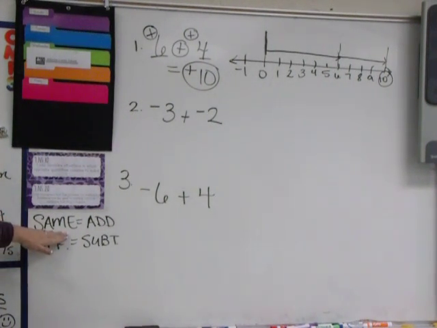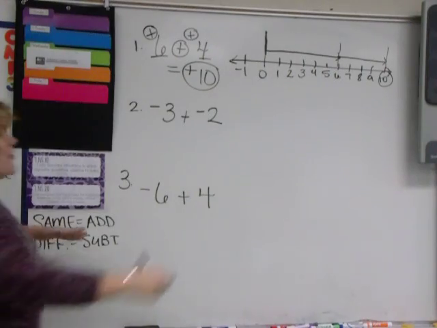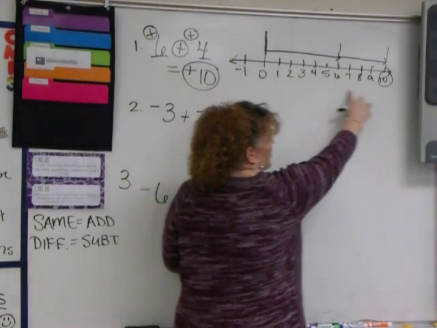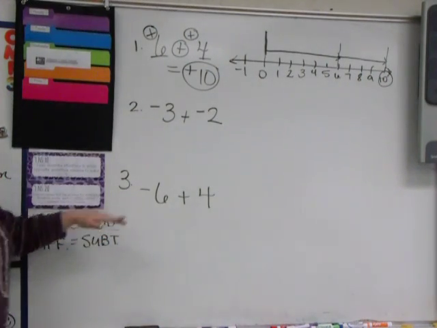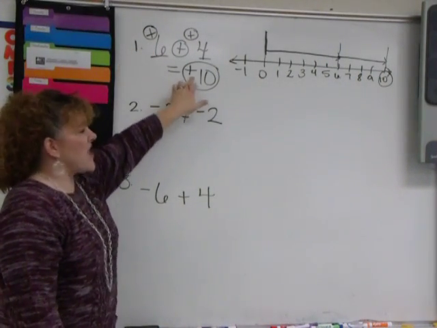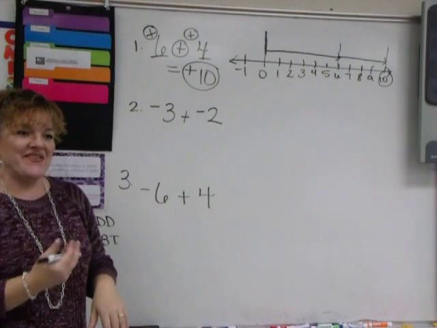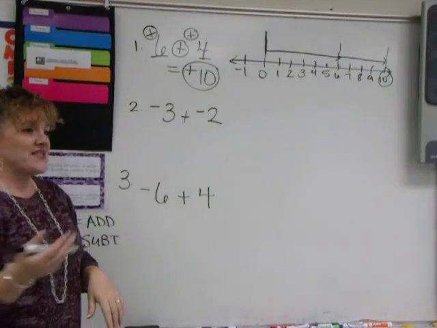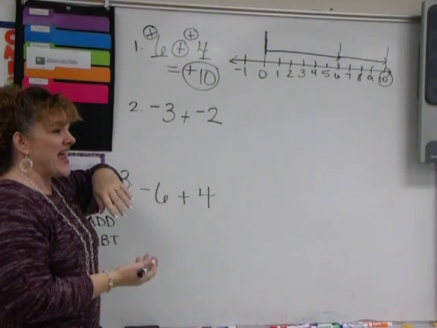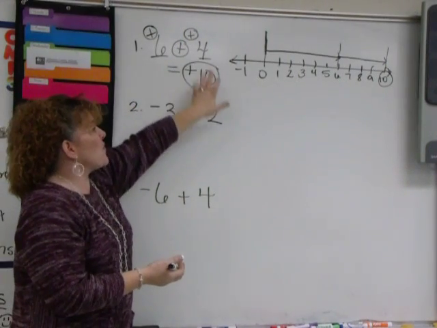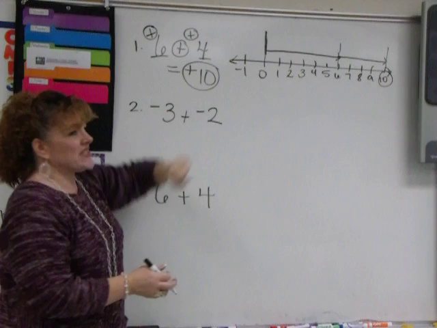When the signs are the same, you're going in the same direction. That's why you add. And then you give that same sign to the answer. So had I not had the number line, and I saw that the signs were both positive, then I would know I had to add. 6 plus 4 was 10. They were both positive, so it's a positive 10.